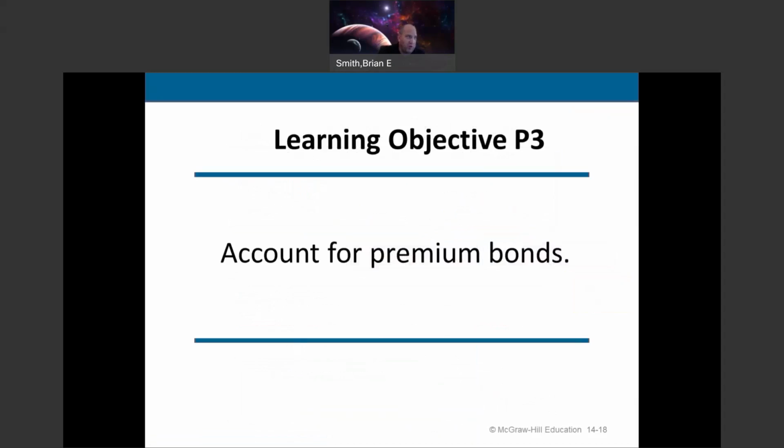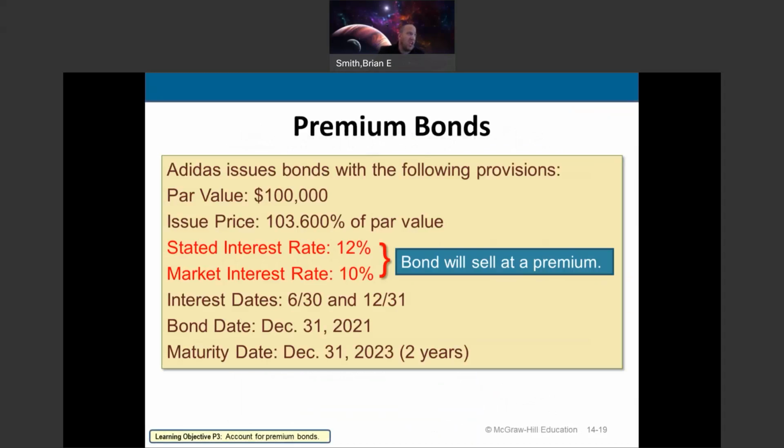Accounting for bonds premium, all right? Same thing, just the other way now. It's issued at higher than 100%, in this case 103.6, and the stated rate is higher than the market rate. Everything else is going to be the same.